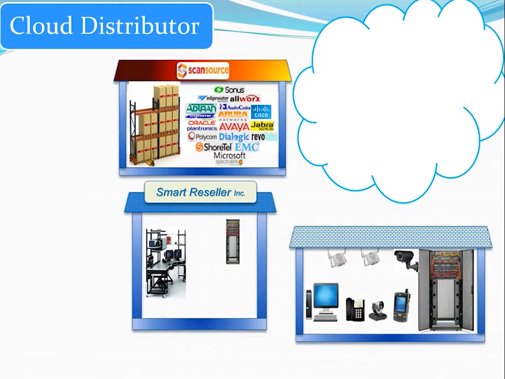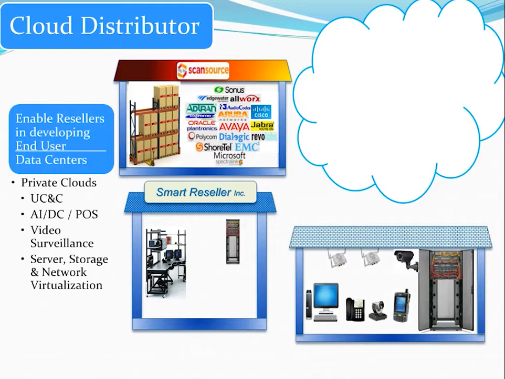There's the cloud up there. We'll come to him in a minute. For right now, the first thing that cloud distributors do is that our job is to enable resellers to deliver end user data centers. And this is what's been going on forever. The only thing that might have changed here is that now, instead of calling them end user IT departments, we call them private clouds, because we're maybe using virtualization technologies there and some of the cloud technologies. And it might be anything. It could be unified communications, it could be AIDC at POS, it could be video surveillance, it could be almost any kind of an application.